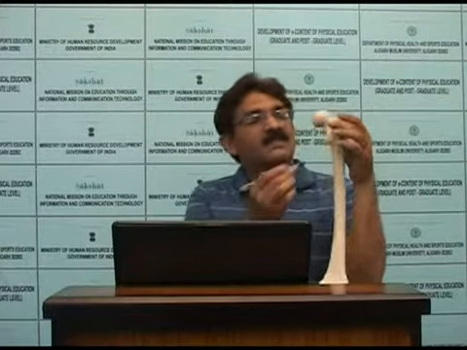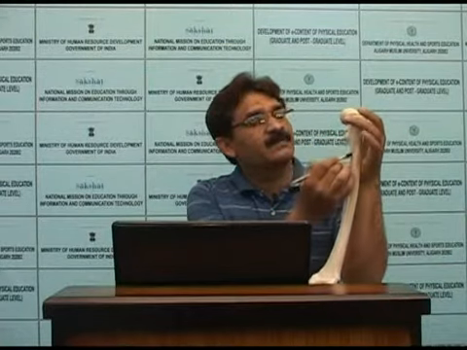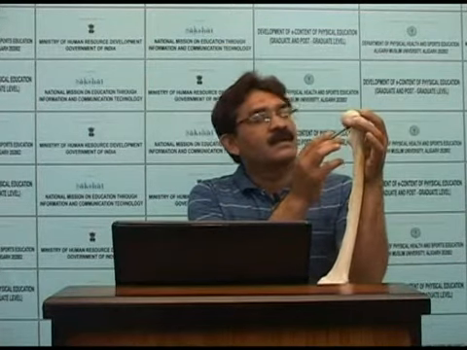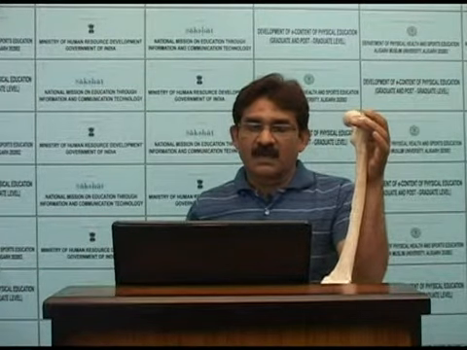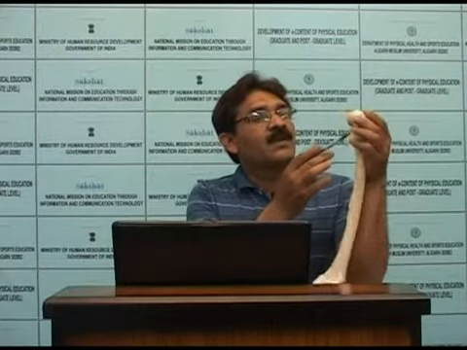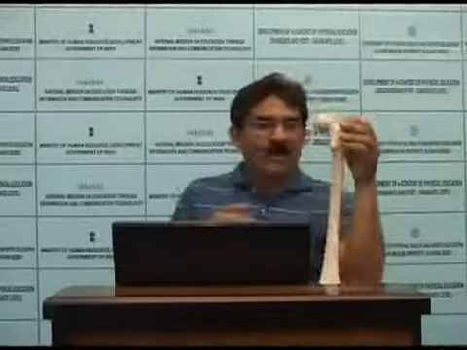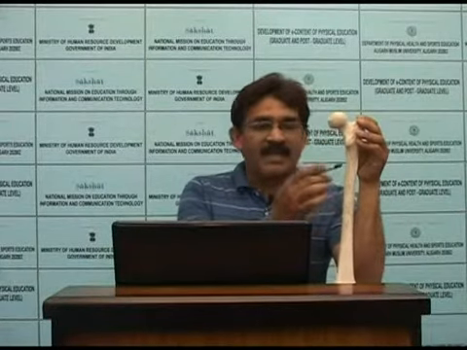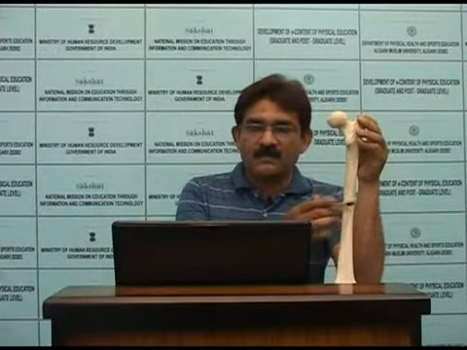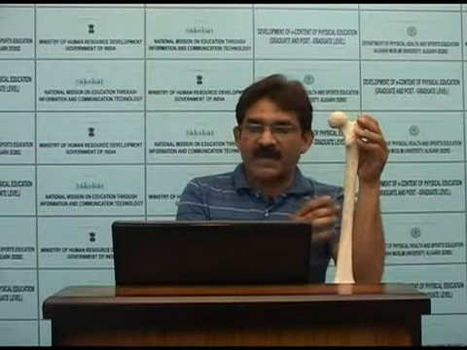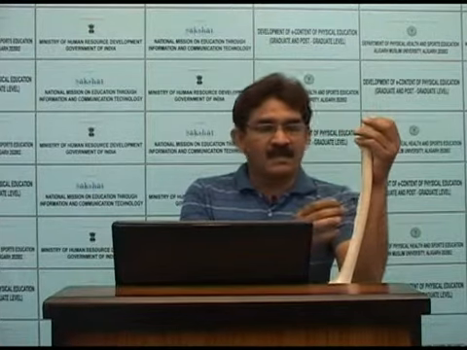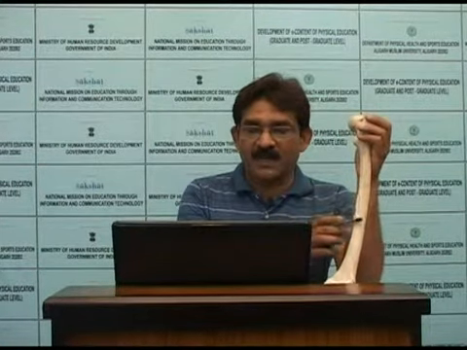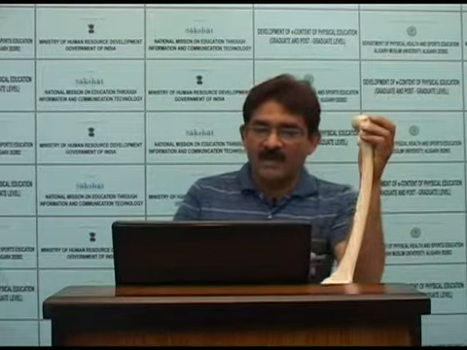This is the intertrochanteric line, in which both trochanters are joined. This is the intertrochanteric crest, and this is the shaft, linea aspera, gluteal tubercles, pectineal line, popliteal surface. This is the linea aspera, and the popliteal surface.